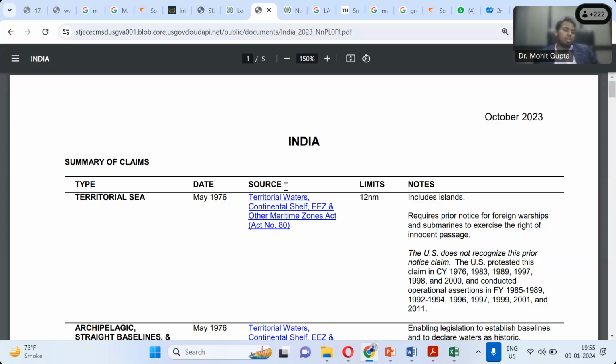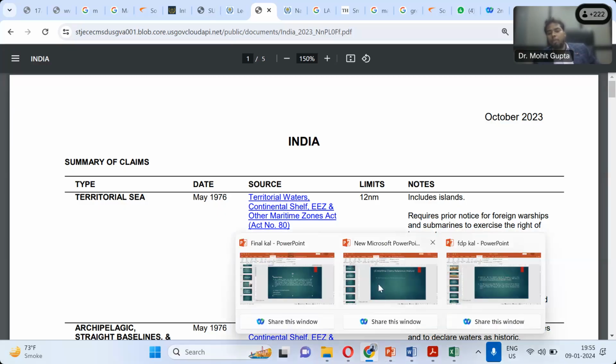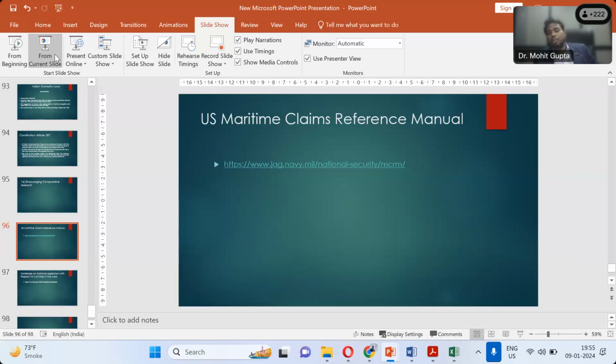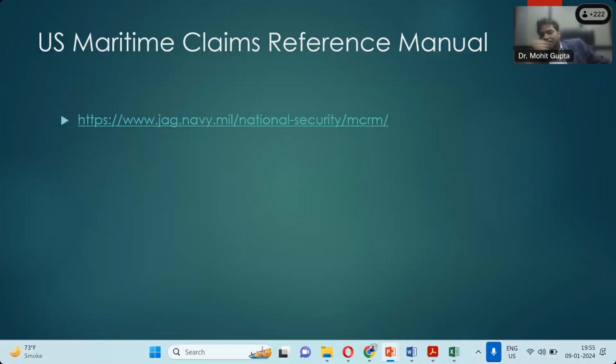For instance, the US is of the view that there is a provision in the Maritime Zones Act of India that if any warship wants to navigate in the Indian territorial sea, then it should take prior permission from the Indian government. The view of the US is that this is a violation of the law of the sea convention. So by going to this US Navy website, you will not only know about the domestic laws of all the countries and how they are implementing the law of the sea convention, but you will also see what the views of the US government are related to the domestic laws of different countries.